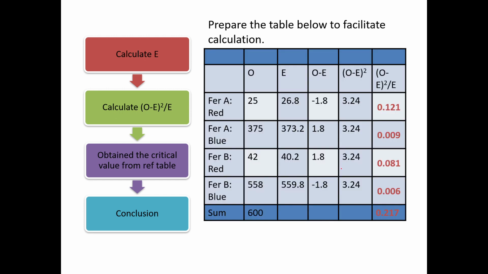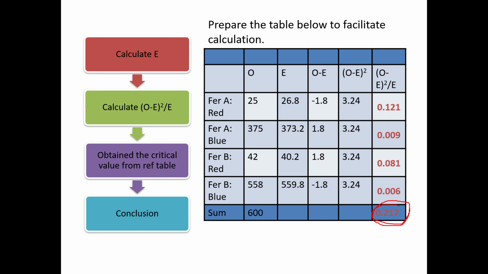So just put it down over here and you calculate the difference. So negative 1.8, how do you obtain this? 25 minus 26.8 and you get negative 1.8. And square negative 1.8, you get 3.24. And with this, you divide with the expected frequency, 3.24 divided by 26.8 and you get 0.121. So do the same for all the rest and you sum up this number and 0.217 is the calculated chi-square. So you have done with your step 2.